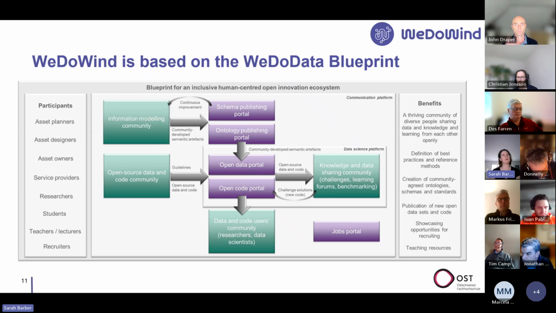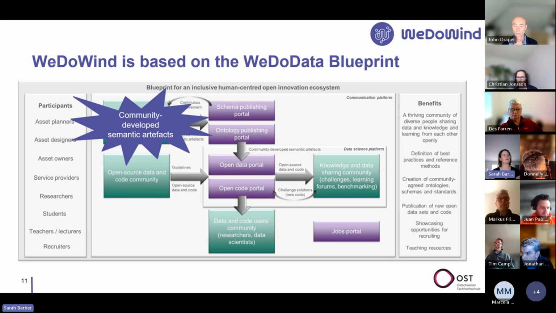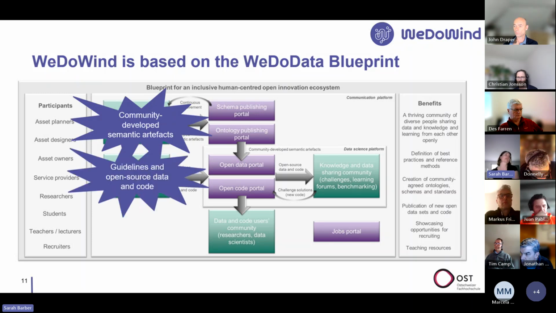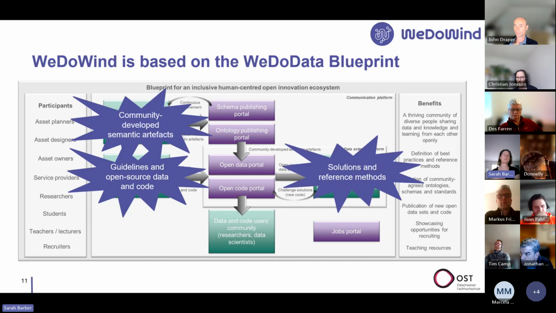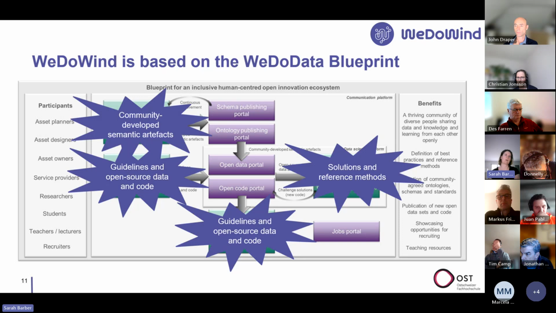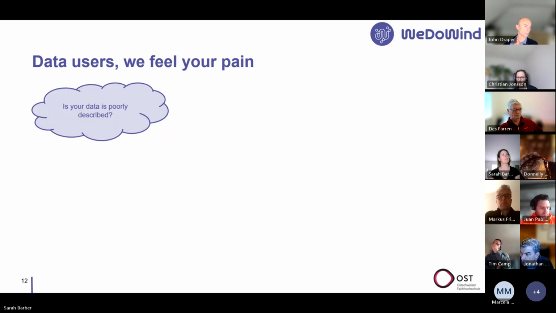So just as a summary, the information modeling community allows you to develop semantic artifacts to describe data. The open source data and code community allows you to develop guidelines and open source data and code. The knowledge and data sharing community allows you to develop solutions and reference methods. And the data and code users community is developing also guidelines for open source data and code.